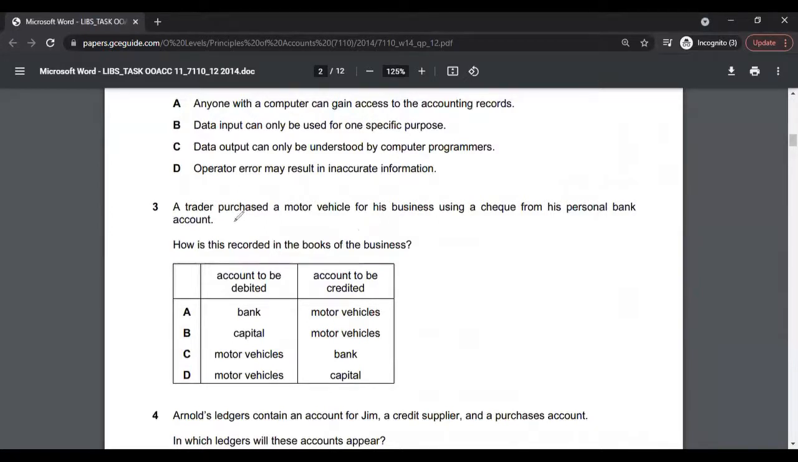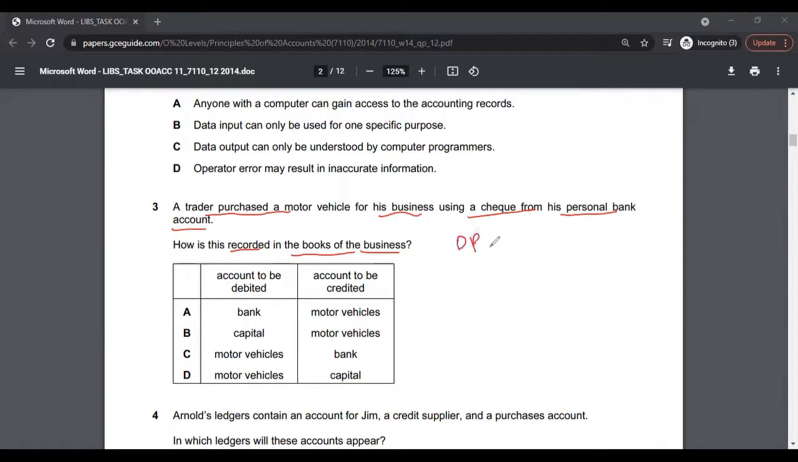Multiple choice 3. A trader purchased a motor vehicle for his business using a check from his personal bank account. How is this recorded in the books of the business? So a trader who purchased a motor vehicle, of course you would debit the motor vehicle account. So you can actually eliminate option A and option B, and then you're down to 50-50. Now, some students might do credit bank because he used a personal bank account, but this would be wrong.